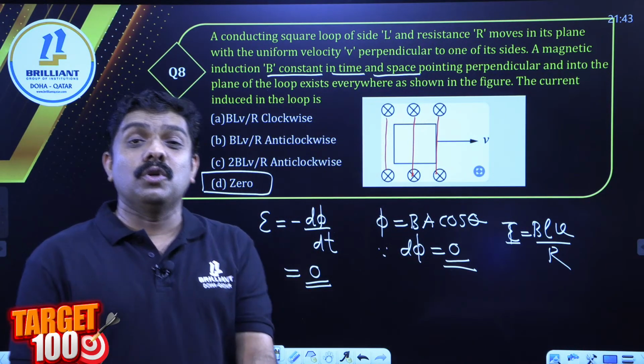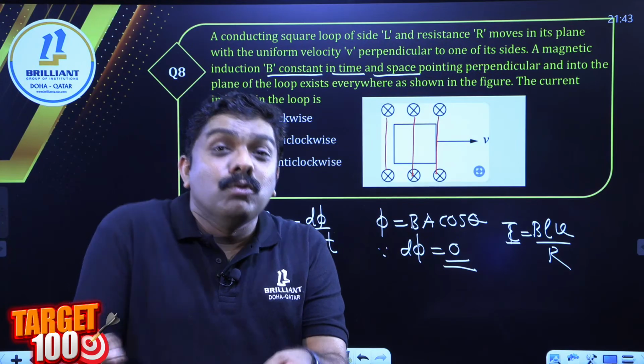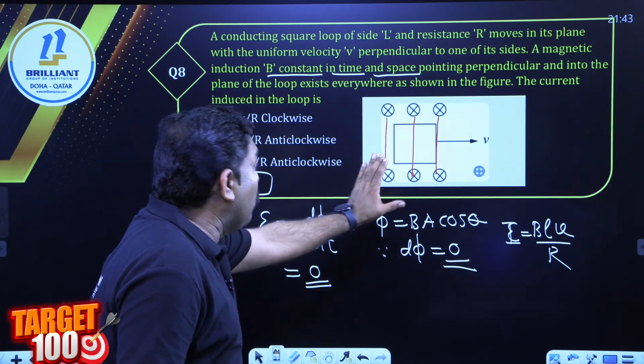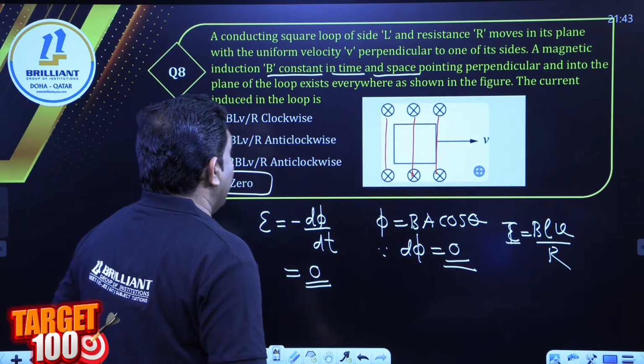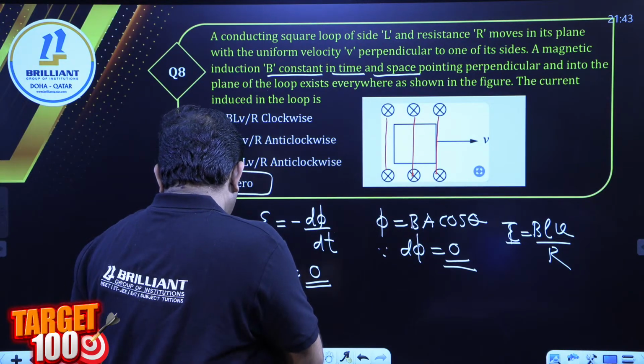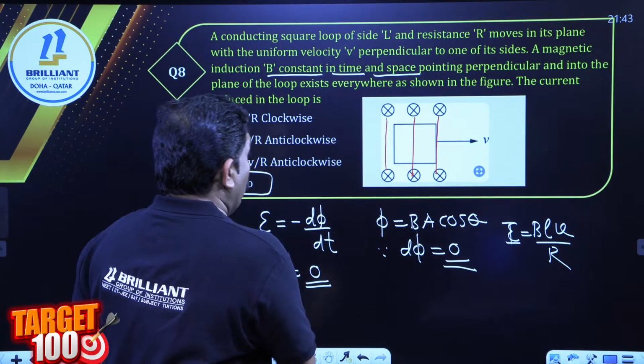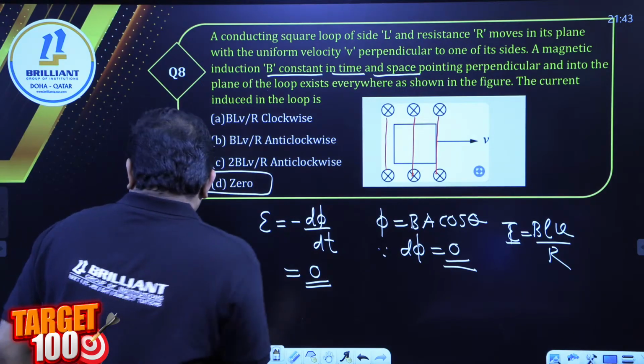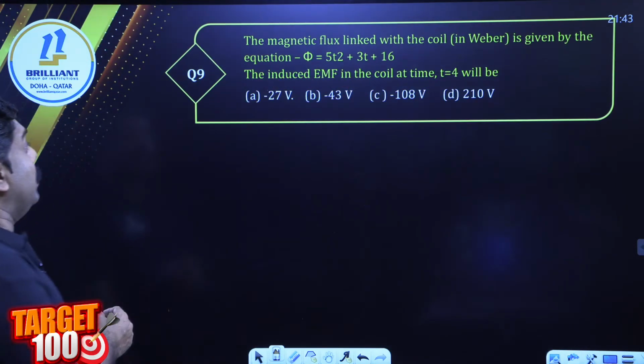But there is no movement outside the field. It is only moving through the field, so the induced EMF will definitely be equal to 0. So that's question 8. Now we are going to question 9.